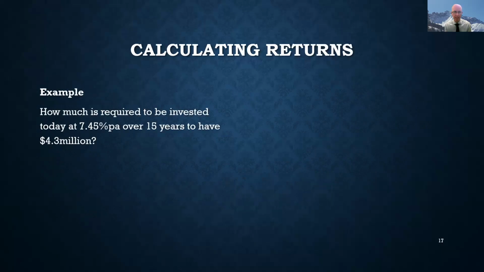So let's do an example. How much is required to be invested today at 7.45% per annum over 15 years to have $4.3 million? Well, future value is $4,300,000. R equals 0.0745. N equals 15. And so what is the present value?